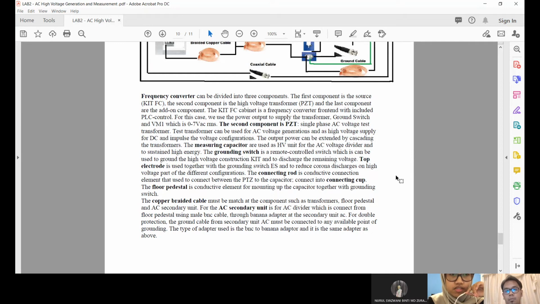The measuring capacitor is used as the HV unit for the AC voltage divider and to sustain high energy. The grounding switch is a remote control switch which can be used to ground the high voltage construction kit and to discharge the remaining energy. The top electrode is used together with the grounding switch ES to reduce corona discharge on the high voltage part of the different configuration.